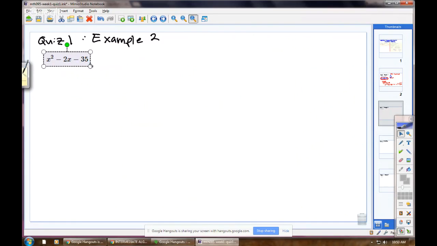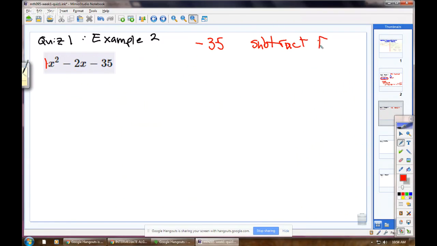All right, second problem on the quiz looks something like this, slightly different set of numbers. Looking at this again, that is a 1x squared. So the negative 35 is what's important to me. I'm going to write down negative 35. Now, I need to factor 35. What the negative means here is that I want to subtract the factors. Once I make a note of that, I really don't care about the negative anymore.